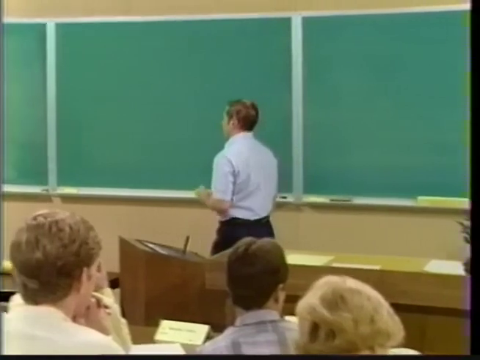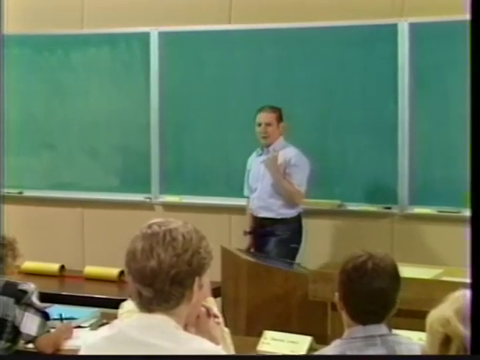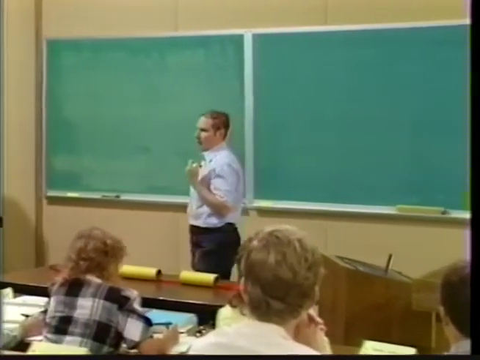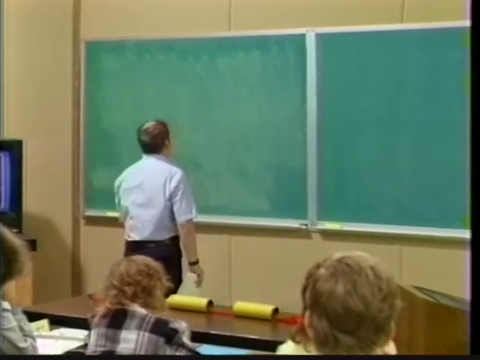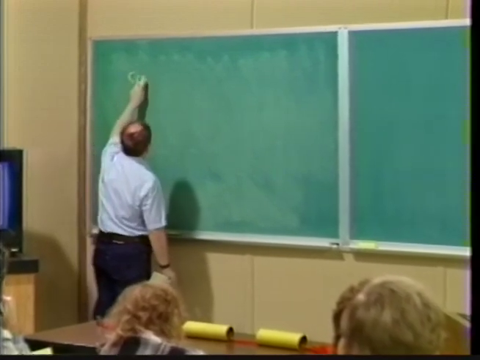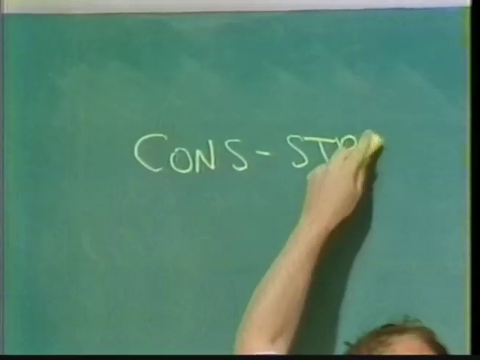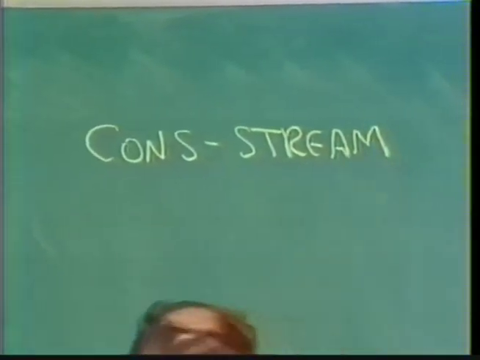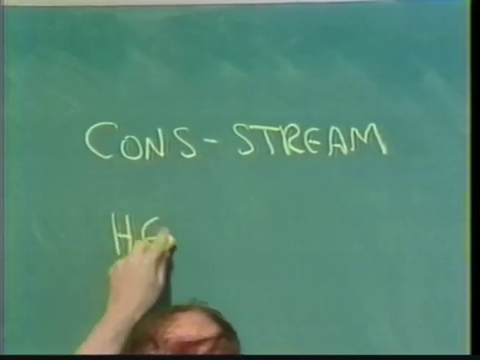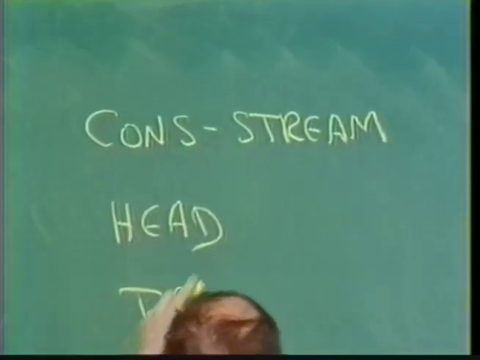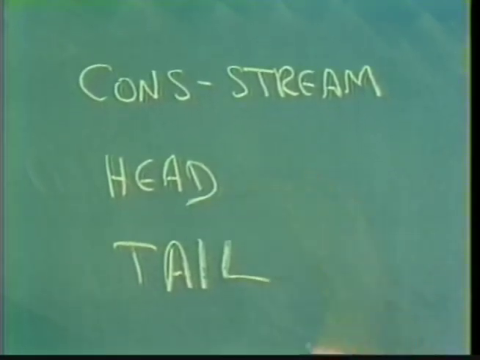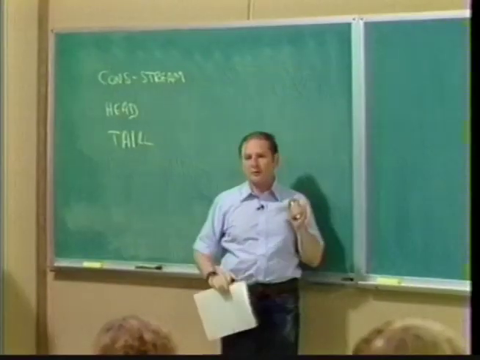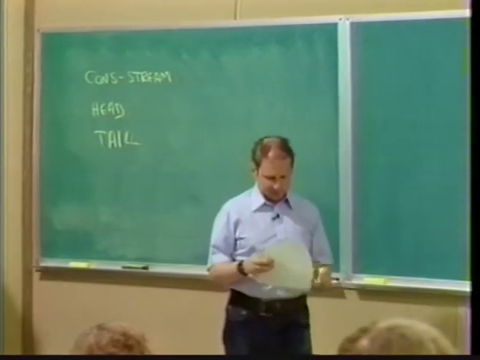Well, let me try this. It's going to turn out that we don't need any more mechanism. We already have everything we need simply from the fact that we know how to handle procedures as first-class objects. Let's go back to the key. Remember, we had these operations, cons-stream and head and tail. When I started, I said you can think about this as cons, this as car, and that as cdr, but it's not. Now let's look at what they really are.